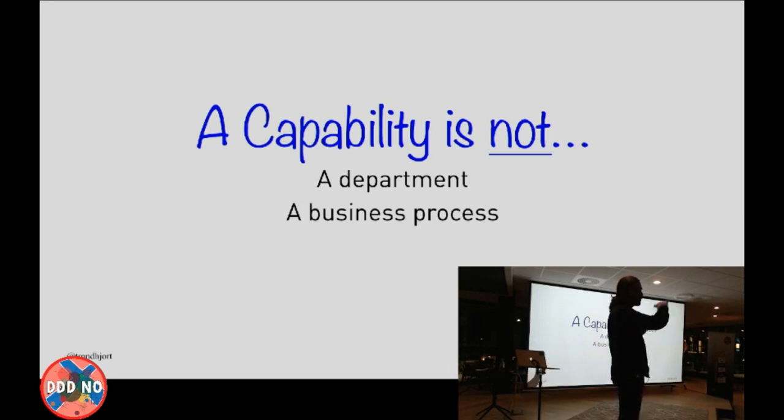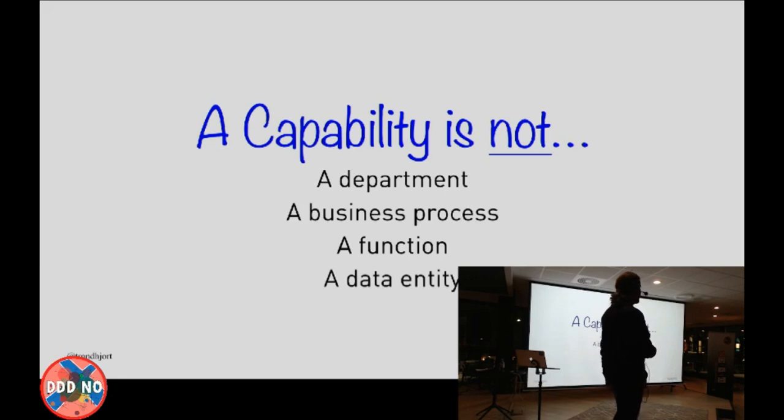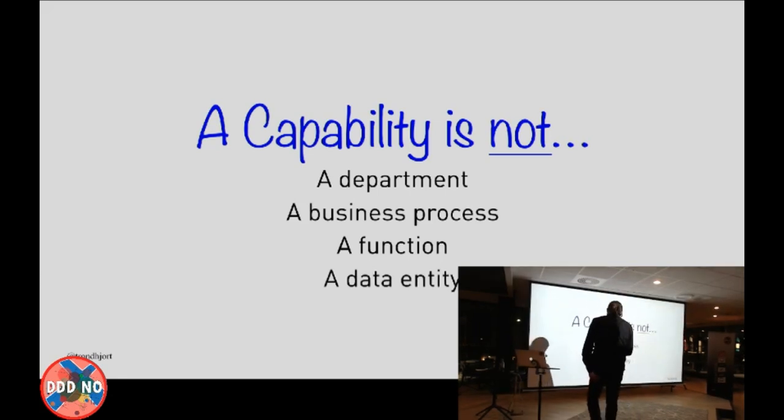Because the business process goes across the capabilities. Then not a function, because that's all the way low. If you go to level 4 or level 5, maybe you encounter the functions, but before that, they are not the capabilities. And this one, I see a lot of people modeling today.